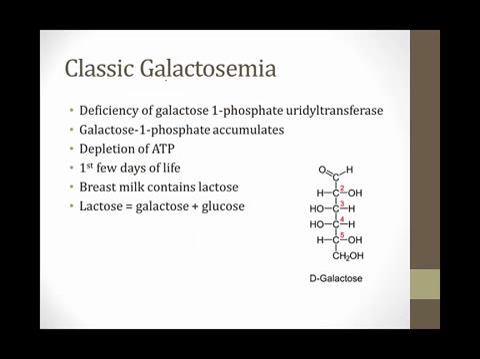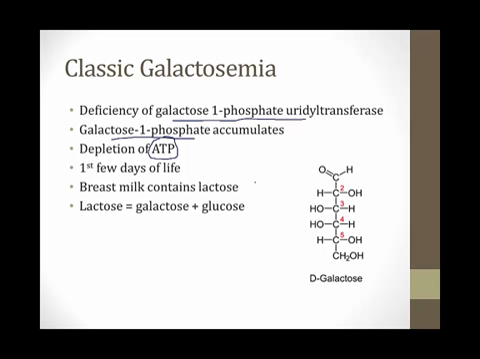Classic galactosemia is a disorder of galactose metabolism, but it shares many features in common with hereditary fructose intolerance. So classic galactosemia, which I discuss in greater detail in the video on fructose and galactose, is caused by a deficiency of the enzyme galactose 1-phosphate uridyl transferase. This leads to accumulation of galactose 1-phosphate in liver cells, and that depletes the supply of ATP. So just like in fructose intolerance, this is going to shut down gluconeogenesis and glycogen breakdown.